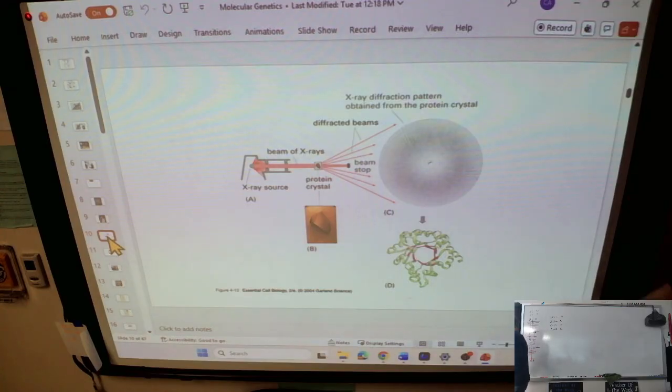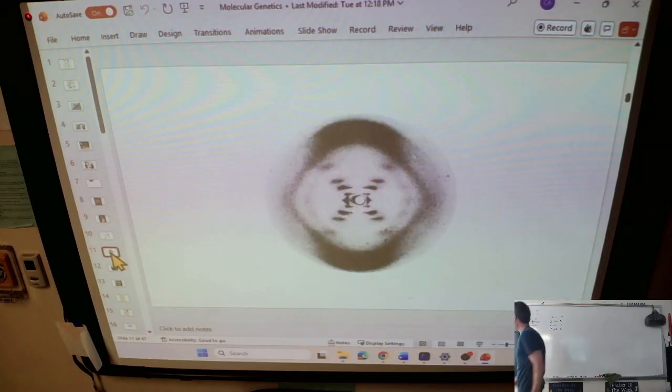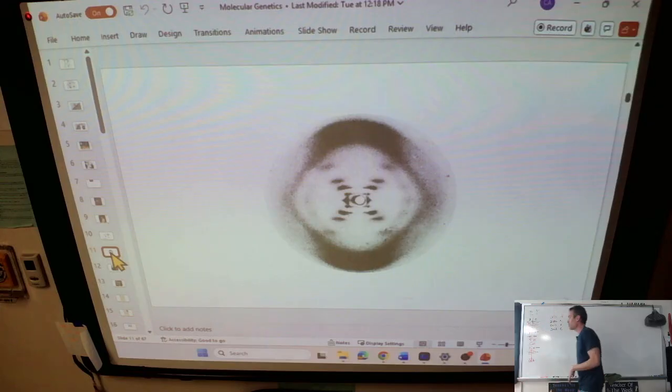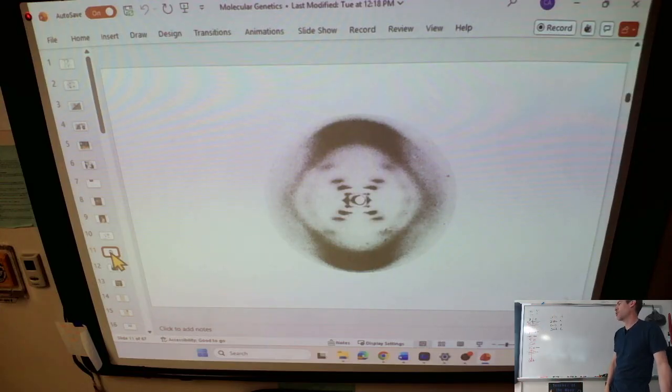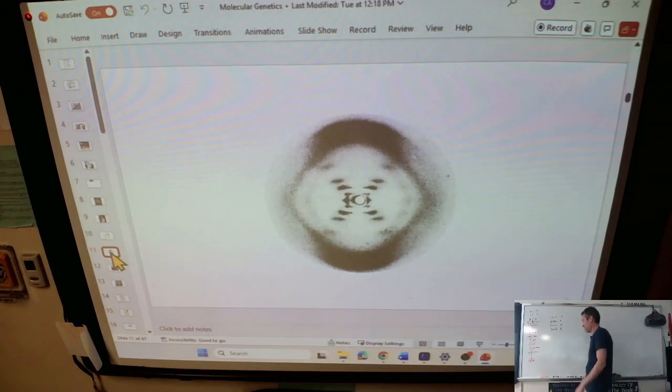So I throw a bunch of X-rays at DNA, and if it makes this kind of X pattern, then that means it's a double helix. So Rosalind Franklin and her student were doing X-ray diffraction, and this is photo 51. Technically, her student took it, but she's the one that trained him. They're working on them together.